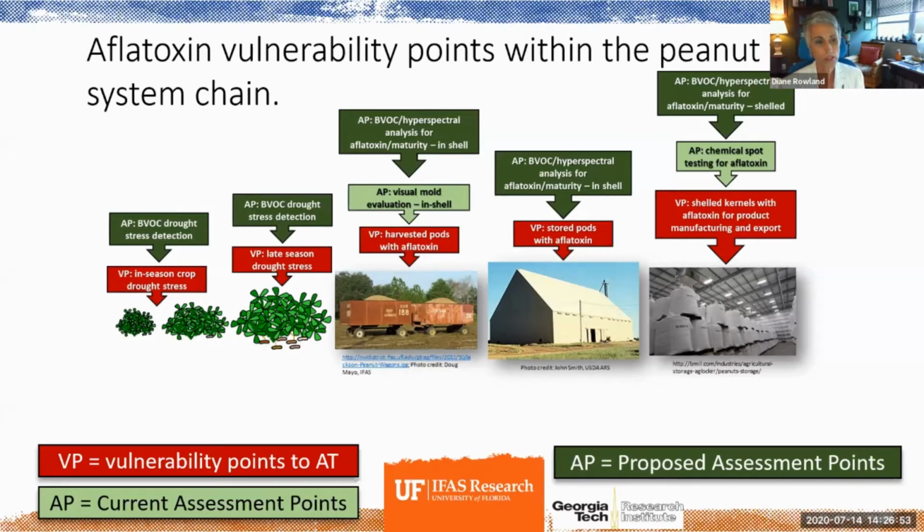What we proposed in this project was to actually add other assessment points, and those are shown in these dark green boxes. And they combine an approach of advanced sensing technologies that include imaging, and they include VOC, or volatile organic compound sensing, for the fungus, for aflatoxin, and for crop stress itself.